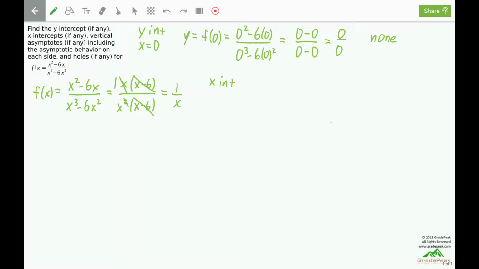The x-intercepts are found by taking the numerator and setting it equal to 0. X-intercepts are where it crosses the x-axis and it corresponds to y equals 0. We take the numerator, set it equal to 0, and solve for x. There is no x to be able to be solved for, therefore there will be none.